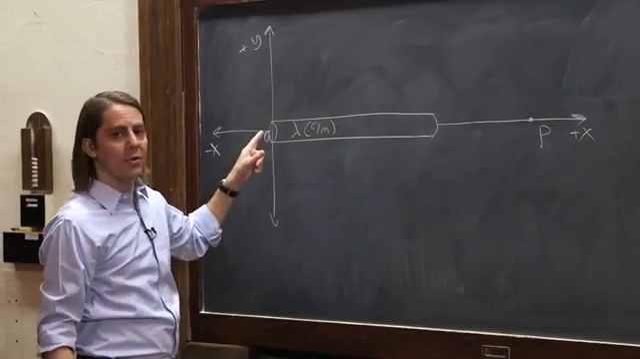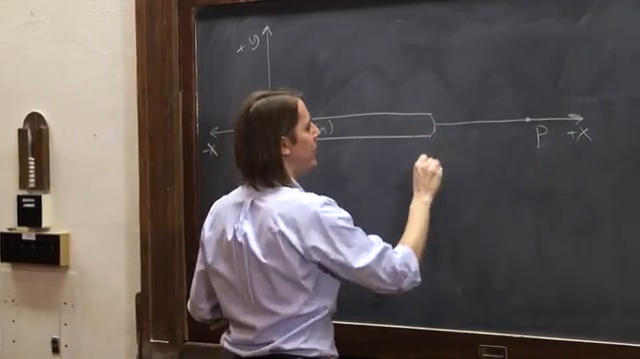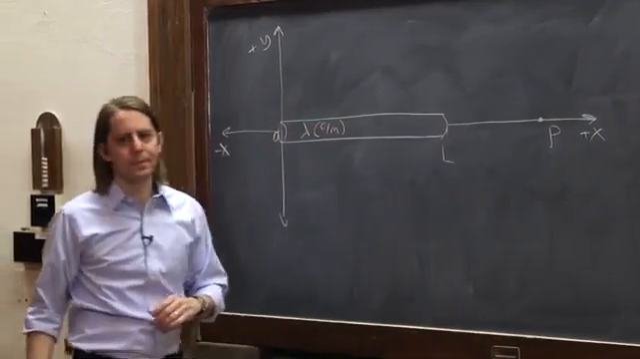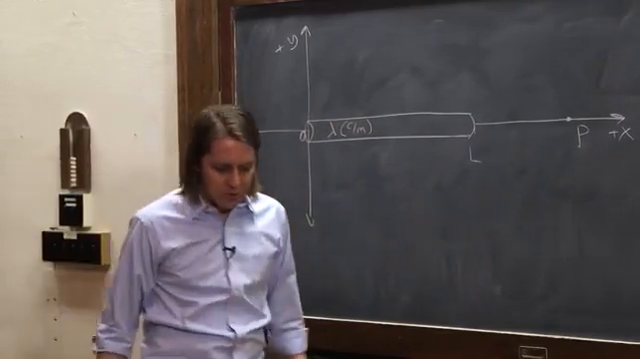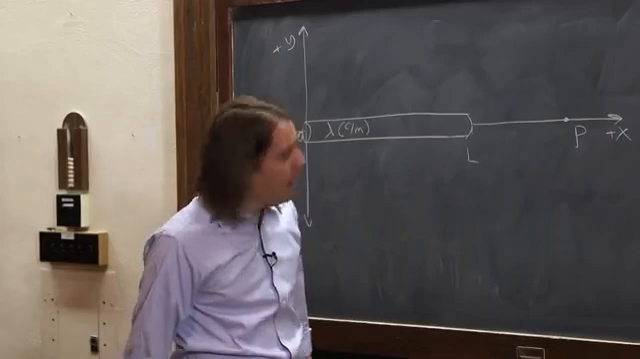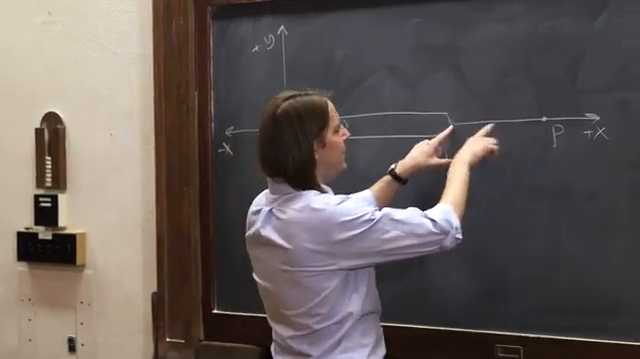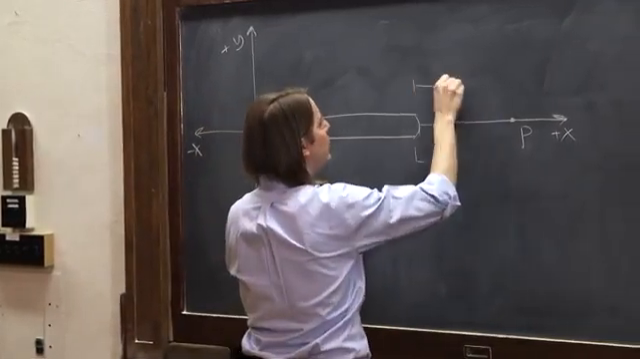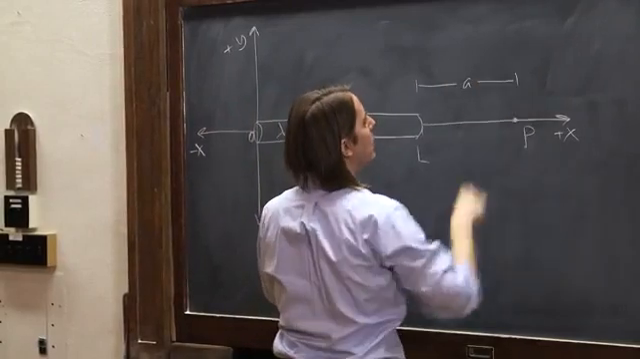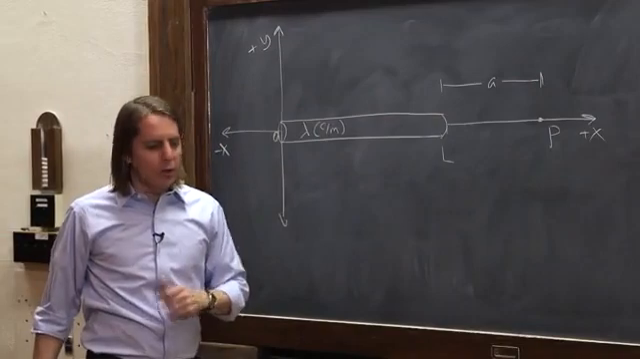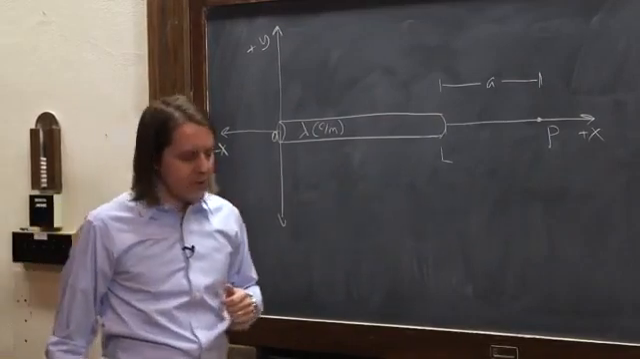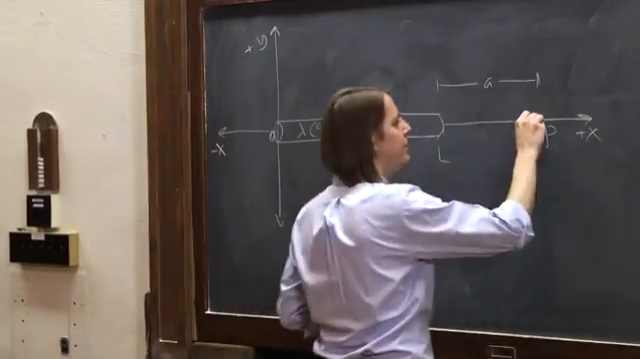Therefore, we know that the rod, if it starts at the origin, makes it to a point here that's the position x equals L. So that would be the basic setup to start the problem. We also need to know the distance that we have here to the point P. We'll call that A. All right. So the question is simply, what is the electric field at point P?